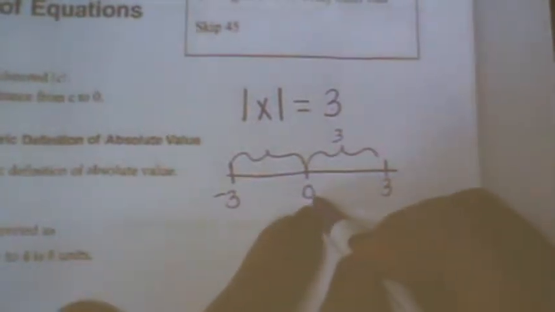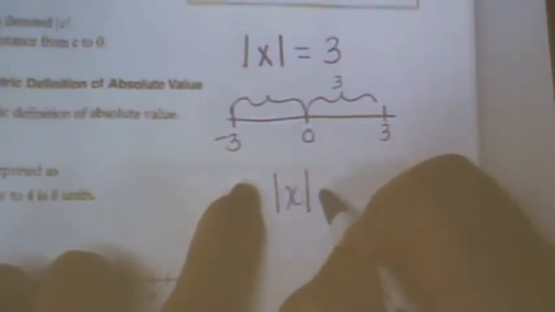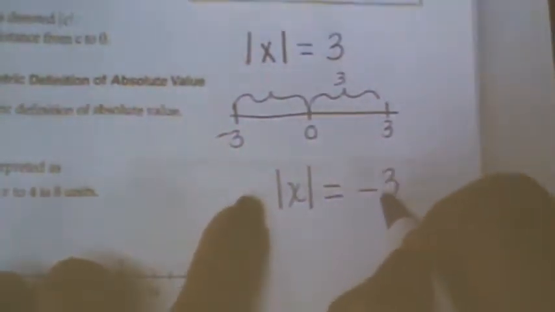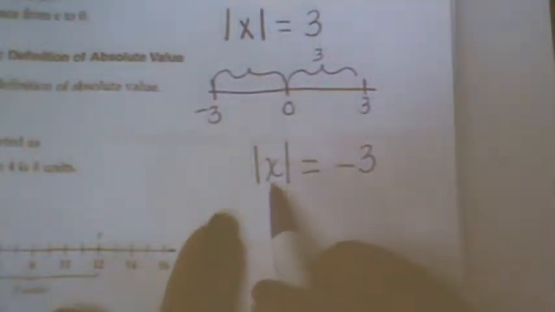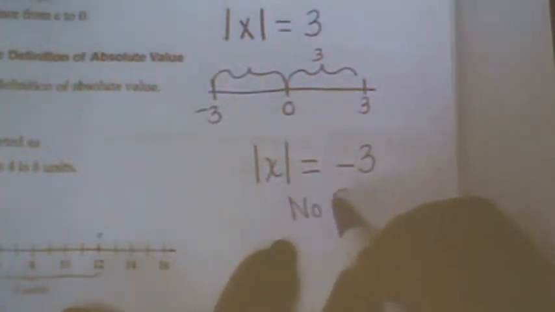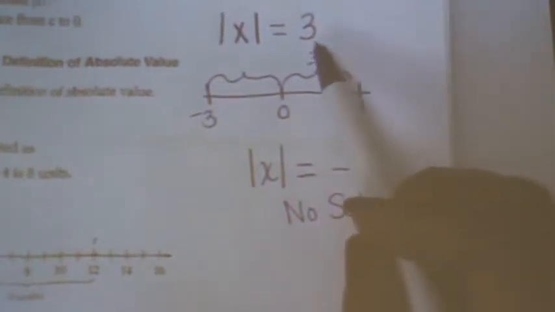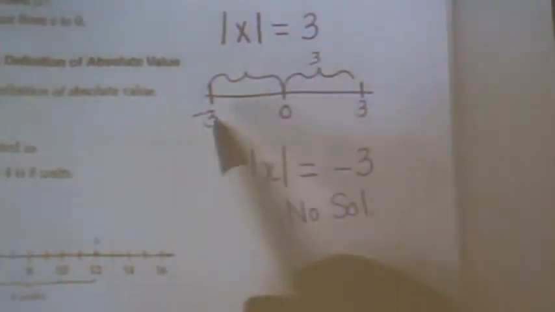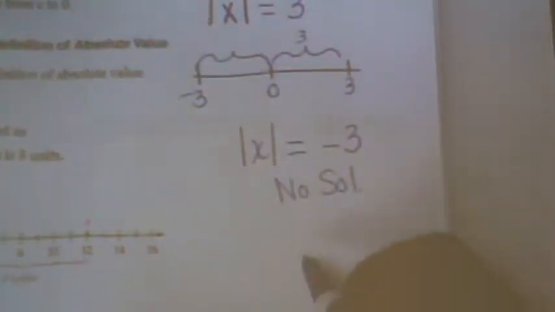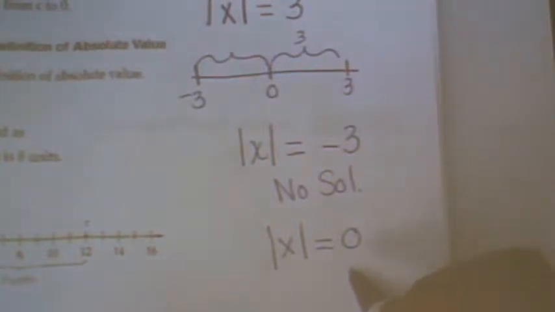Now, if we asked you to find x where the absolute value is a negative 3, what would you say the answer is? No solution. There's no solution, because when you take the absolute value of a number, it's going to come out positive. So you'll never get this. If this number is greater than 0, there's going to be 2 answers. What about if it's equal to 0? It's only one answer, and it's 0.